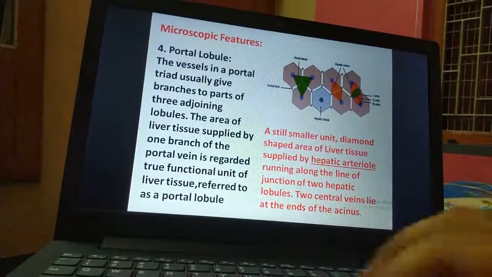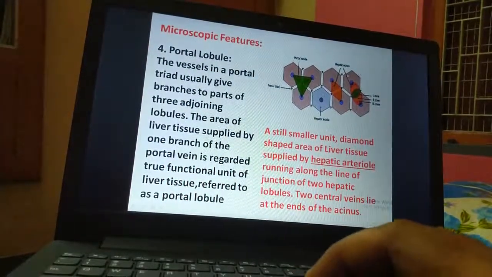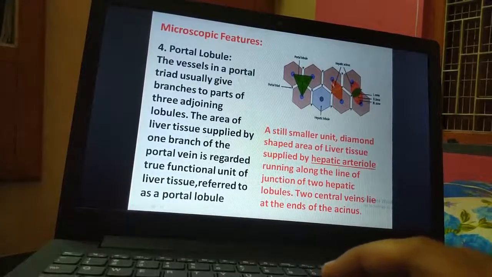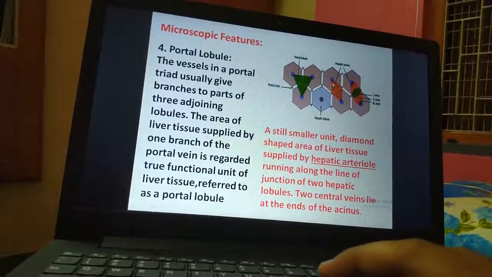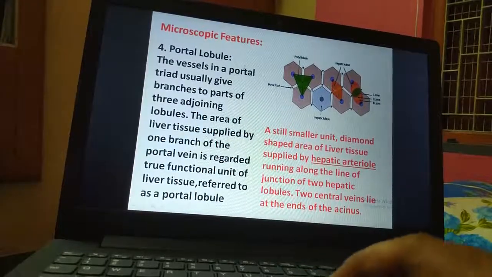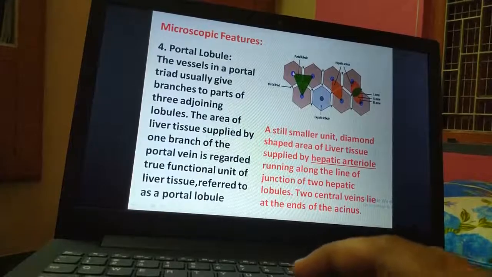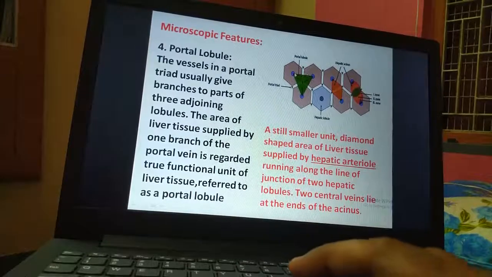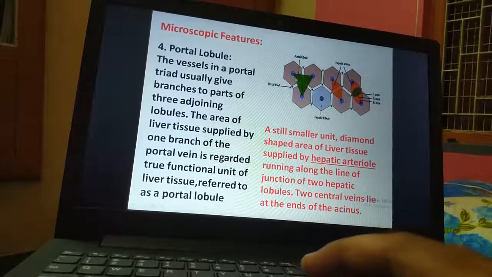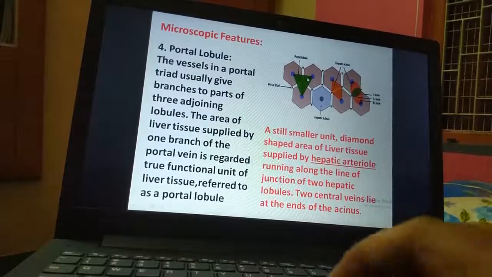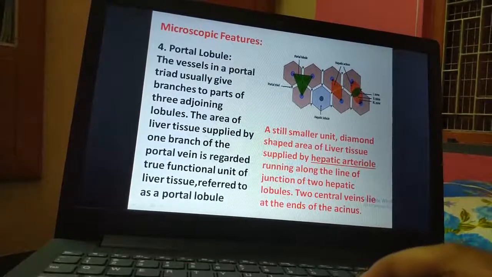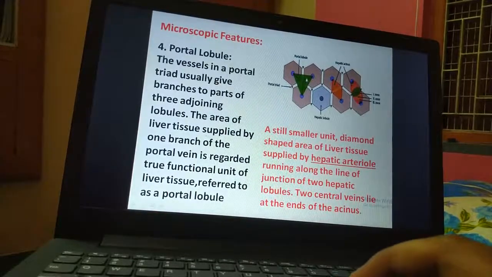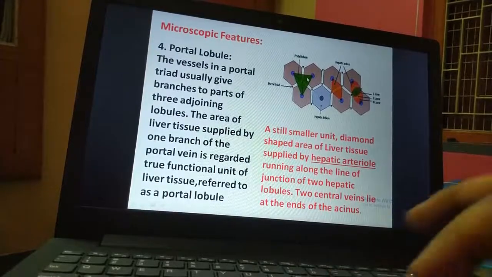In this particular area, the two structures we will be observing: one is the central hepatic arteriole supplying this, which is called the acinus or the hepatic acinus. And in this area, one particular portal vein is supplying three hepatic lobules. This is called the portal lobule and this is called the hepatic acinus. This hepatic acinus is supplied by the hepatic artery, and this portal lobule is supplied by the portal branch of the portal vein.